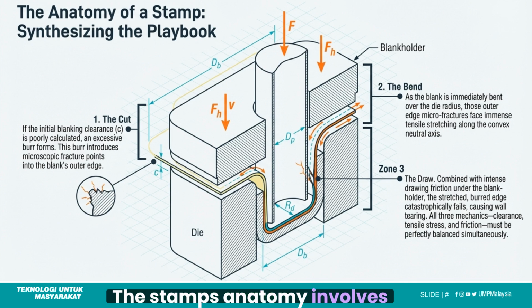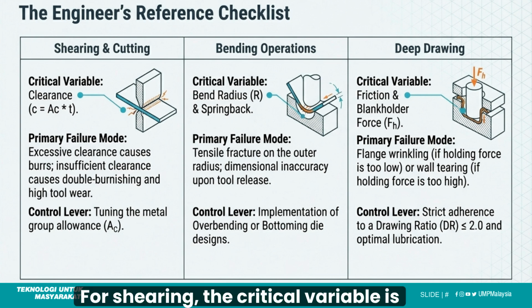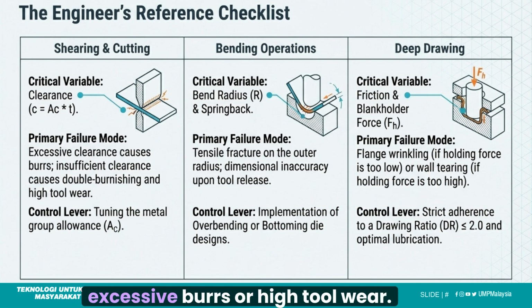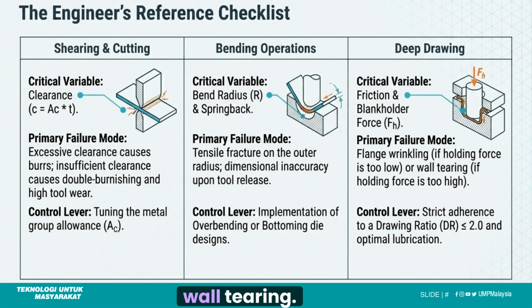The stamp's anatomy involves 3 critical zones: the cut, the bend, and the draw. Poor clearance can cause burrs in the cut. The bend faces tensile stretching, and the draw combines friction and tensile stress, which must be balanced to prevent wall tearing. For shearing, the critical variable is clearance, and failure is due to excessive burrs or high tool wear. For bending, the critical variables are bend radius and springback, with failure being tensile fracture. For deep drawing, friction and blank holder force are critical, and failure includes flange wrinkling or wall tearing.